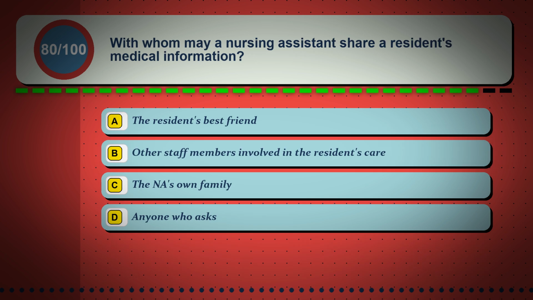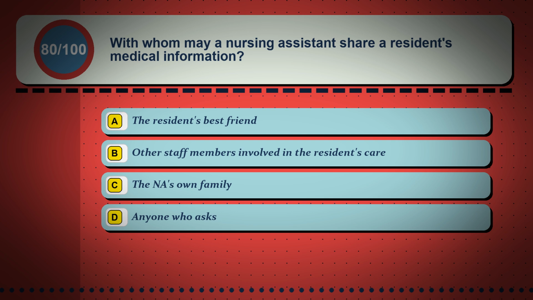Question 80. With whom may a nursing assistant share a resident's medical information? Option A, the resident's best friend. Option B, other staff members involved in the resident's care. Option C, the NA's own family. Option D, anyone who asks.